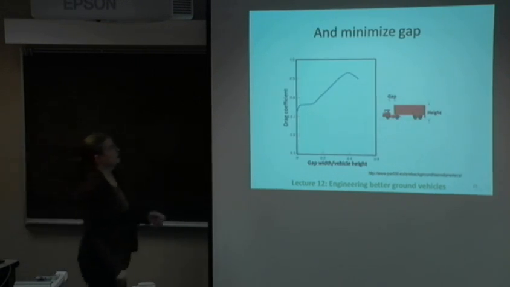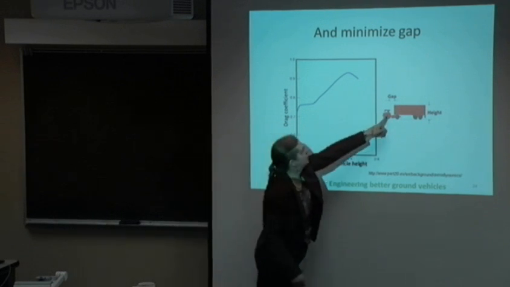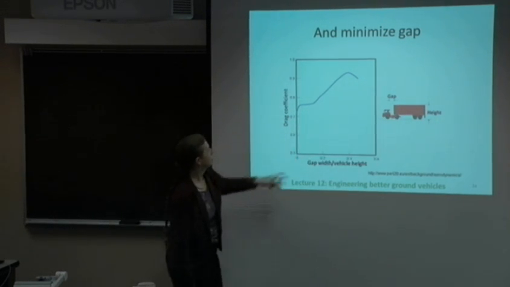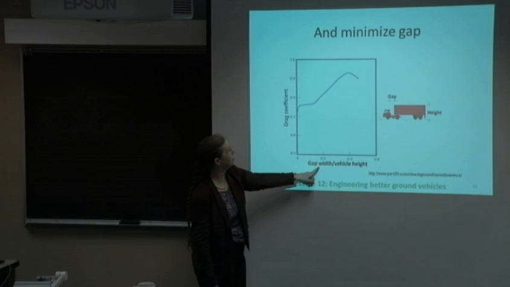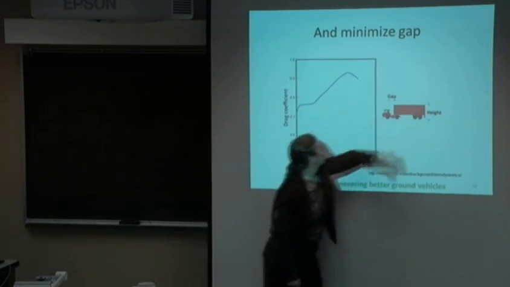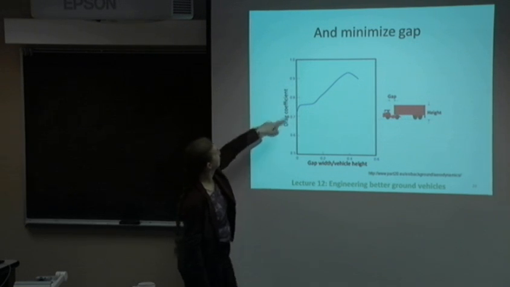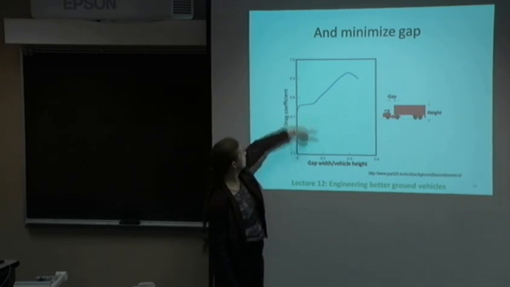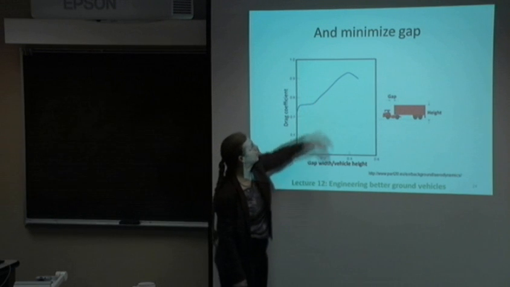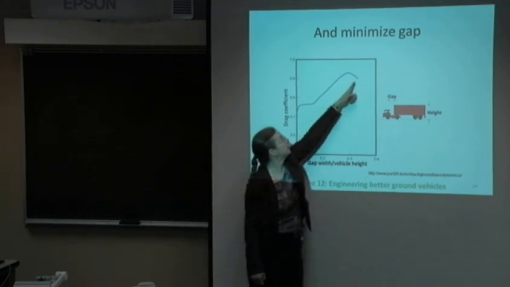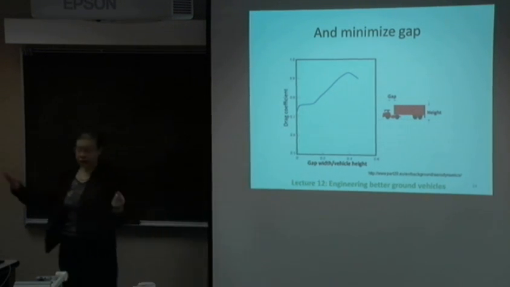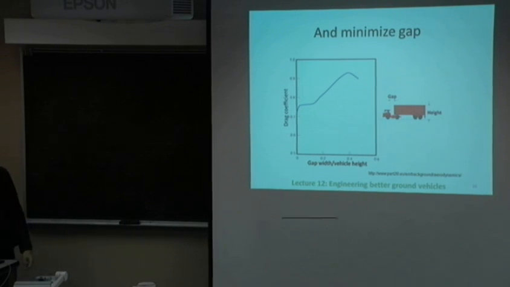And they say to minimize the gap between the cab and the truck. Here is gap width as a ratio to vehicle height, so the width to the height, and the drag coefficient, the scale goes from 0.5 to 1. So it's pretty constant here, and then when you get to a certain gap width, it starts to climb up. And I don't know why it starts to get better there. But this tells you how to design trucks for better efficiency.